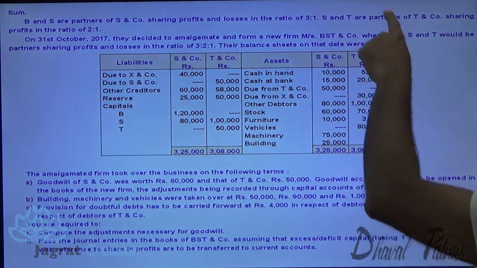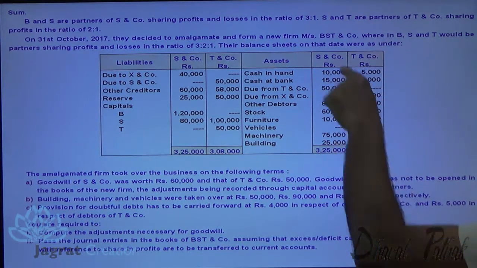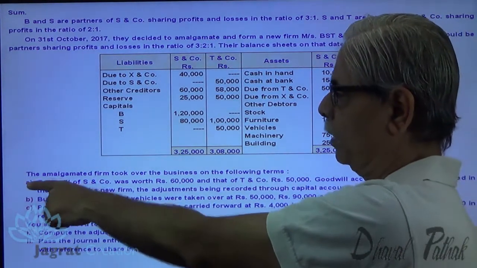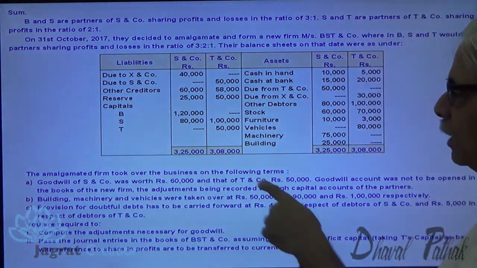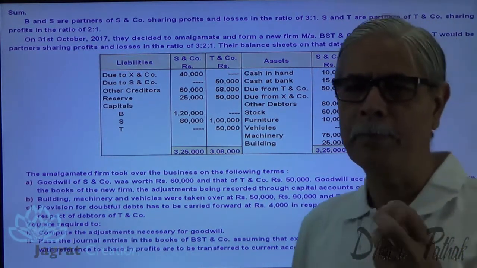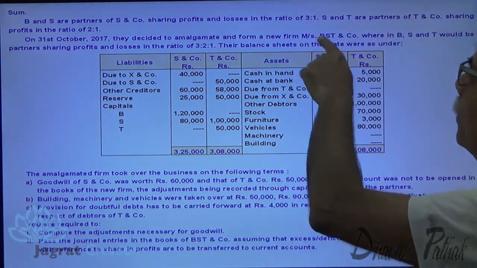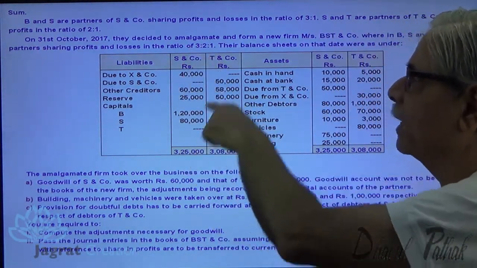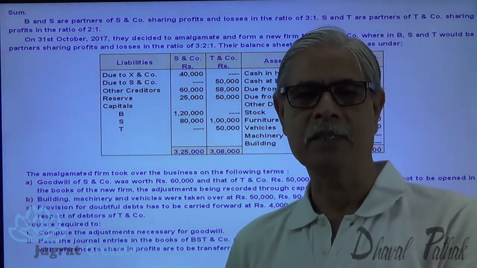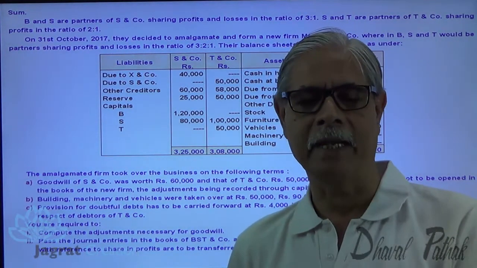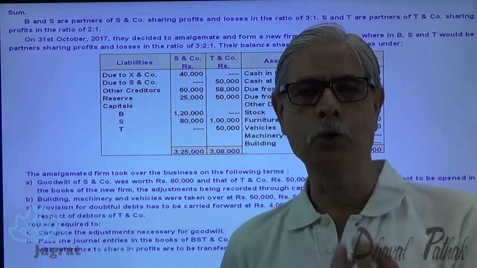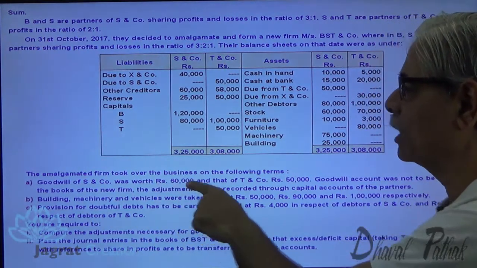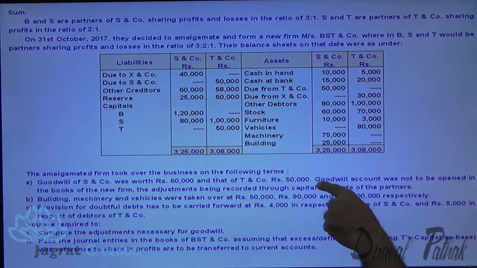Their balance sheet was on that date, with assets and liabilities of T and company and S and company. The amalgamated firm took over the business of a new firm. So the new firm Messrs. BST and company purchased the business of S and company and T and company. The business of S and company and T and company amalgamated and a new firm came into existence, that is BST and company. The goodwill of S and company was 60,000 and that of T and company was 50,000.